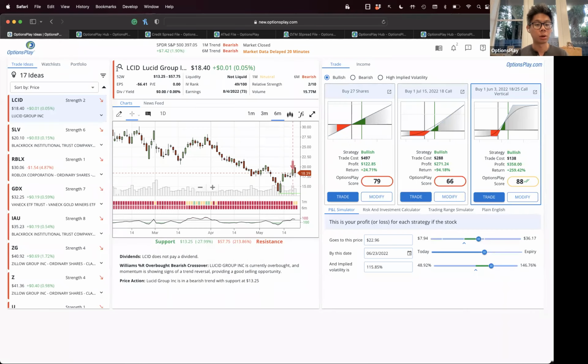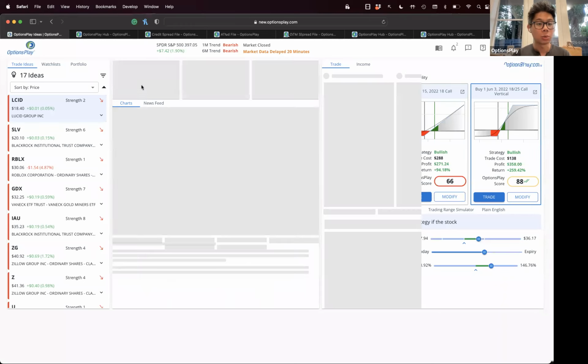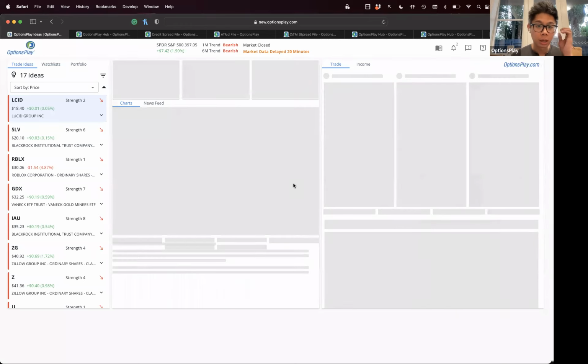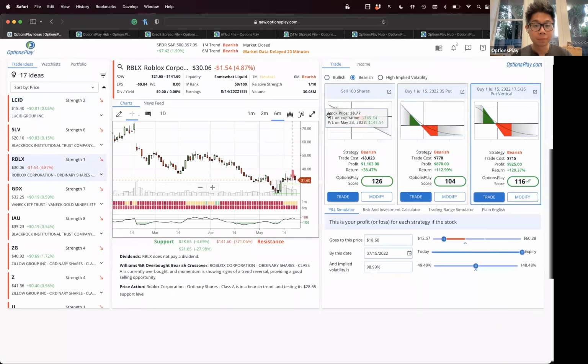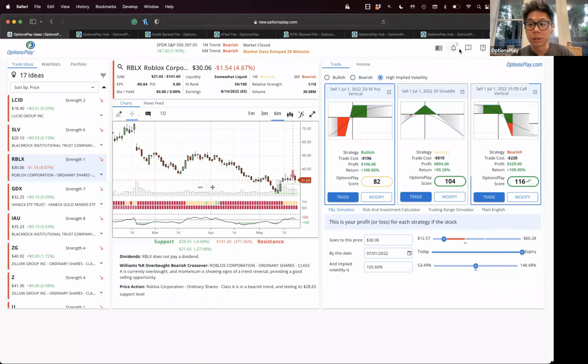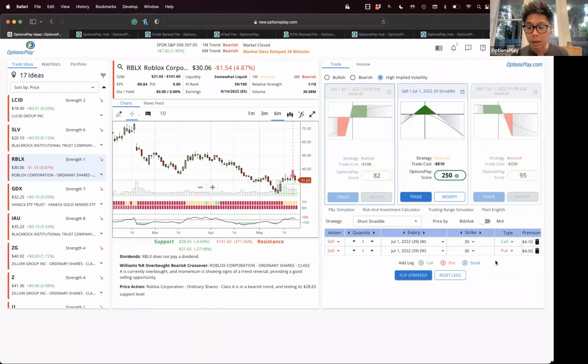Let's look at Roblox, RBLX. We saw Roblox recently decline significantly on earnings. It moved quite a bit here on earnings. So let's say you sold the July $30 straddle, right? Here at the moment, you're collecting $8.30 on a $30 stock.